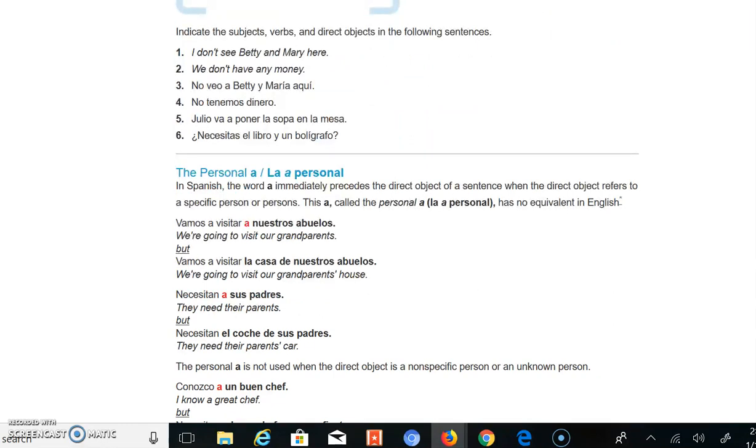Okay, I don't see Betty and Mary here. Betty and Mary are feminine, so I would say no las veo aquí. We don't have any money. Money is el dinero. We could say no lo tenemos.